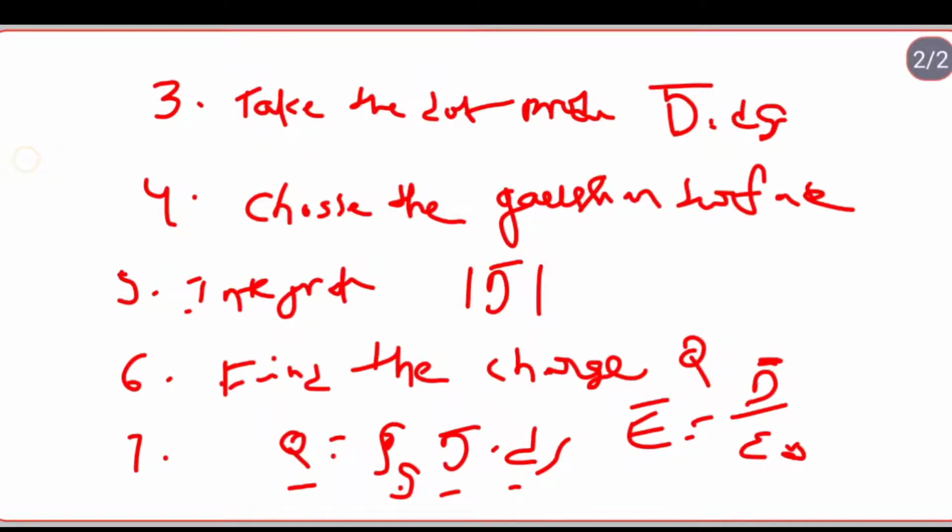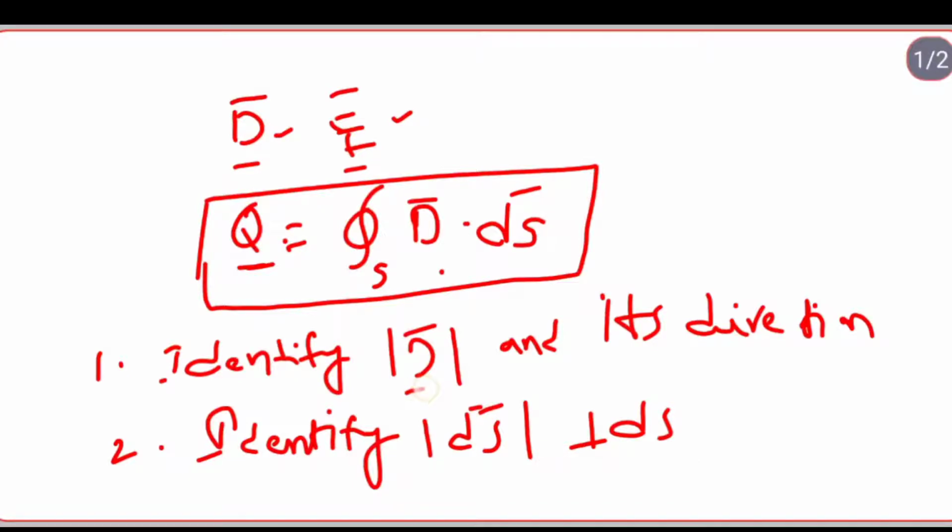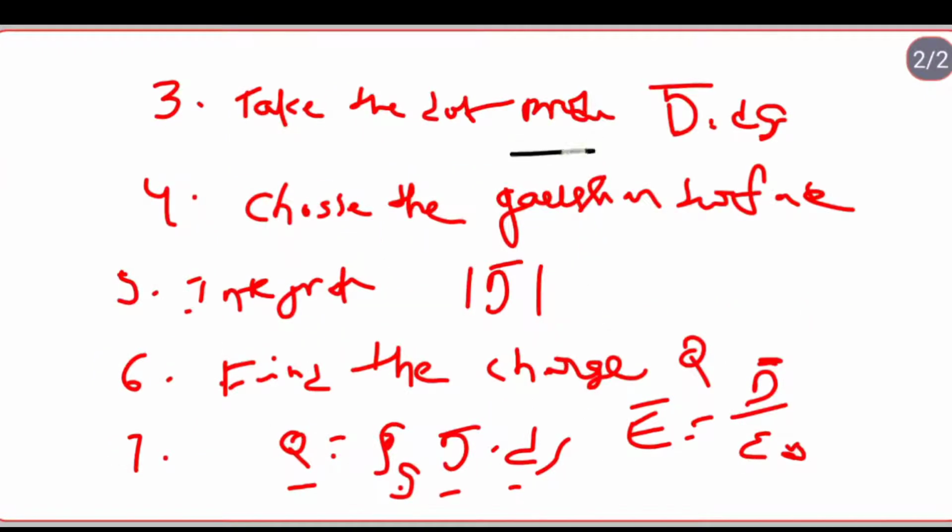Now let us review the steps. The first step is to identify D bar and its direction. After that, identify dS, the surface, and the direction normal to dS. After that we go for the dot product, D dot dS.